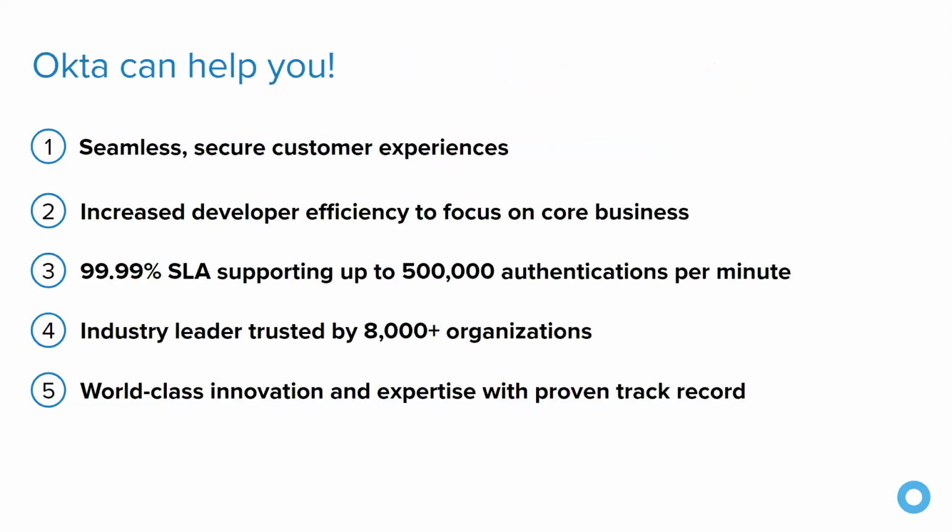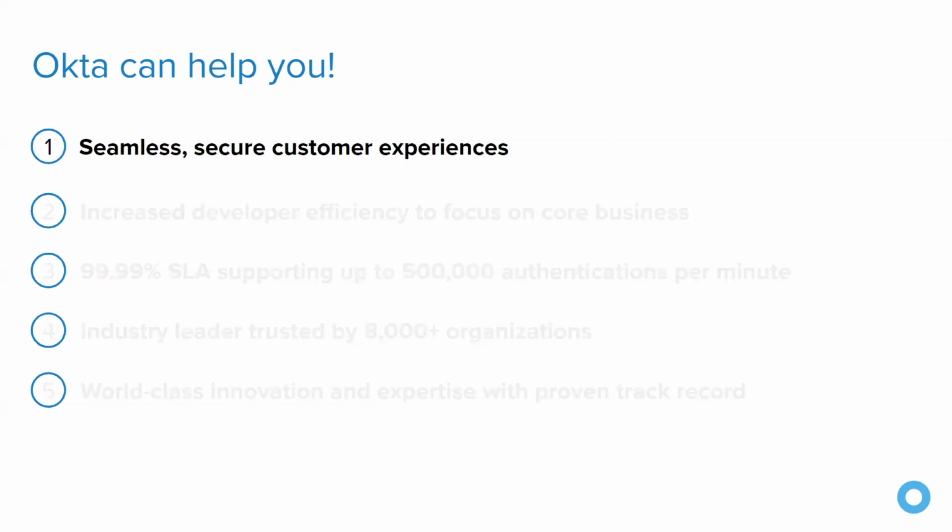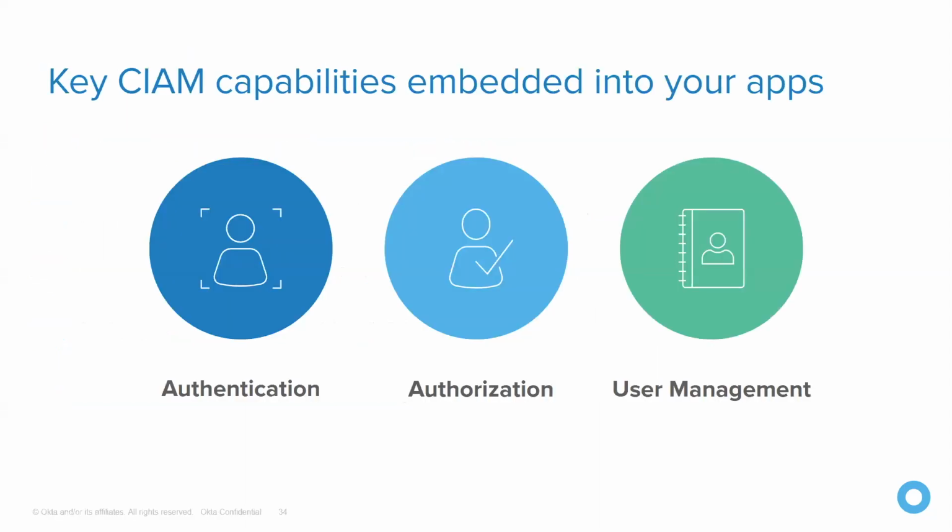The great thing is that Okta can help you. And I'm going to go through these 5 points, the 5 ways Okta can help you, in this next section of this presentation. So the first one is that we can help you deliver seamless and secure customer experiences. The way we do this is that we offer customer identity and access management as a microservice, where you can embed these key CIAM capabilities into your apps, whether it's mobile apps, websites, or portals. So we can embed authentication, authorization, and user management into your apps directly.